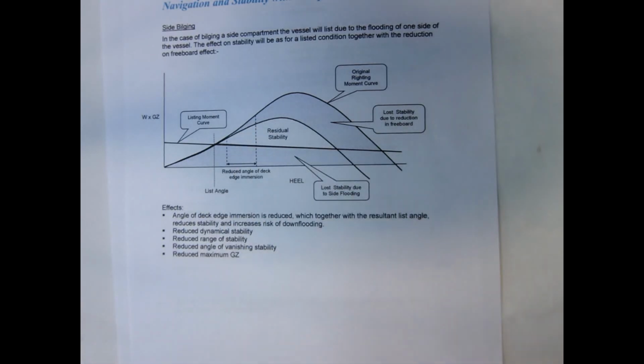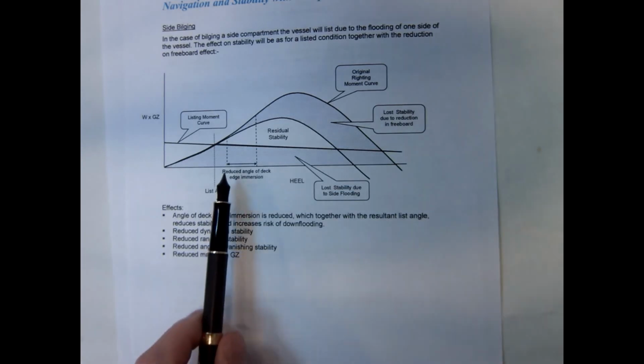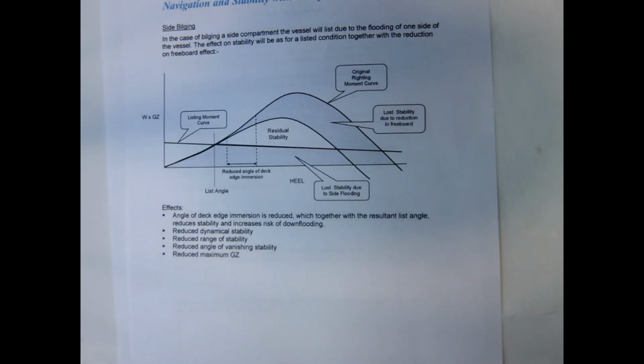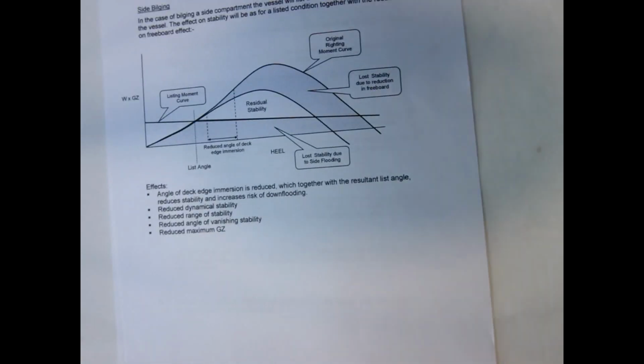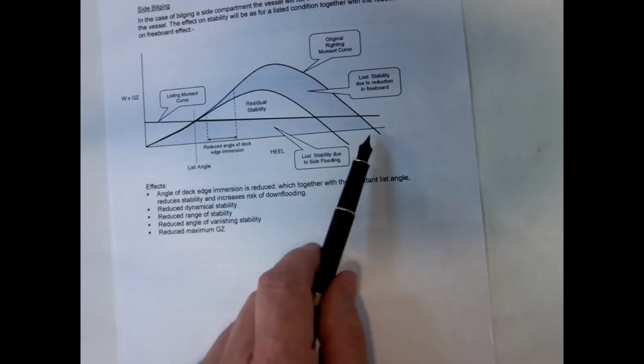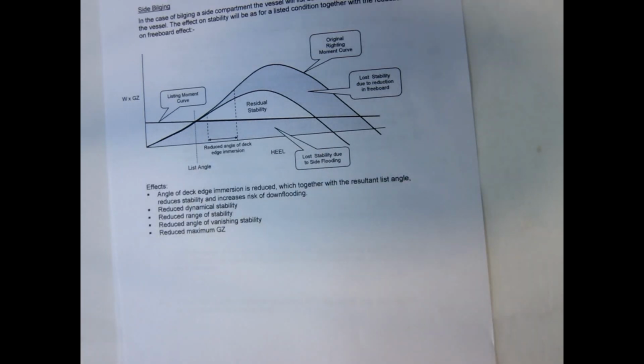So when it comes to cross flooding, of course, we can reduce the listing moment curve. So that will help, but it won't completely rectify the situation, because of course we've got this reduced angle of deck edge immersion due to the reduction in the freeboard. So there will be an improvement due to us altering our listing moment curve when we do what it says in there, when we do the cross flooding. So that would be the sketch, and then you just discuss that and maybe draw another listing curve on to explain as well.